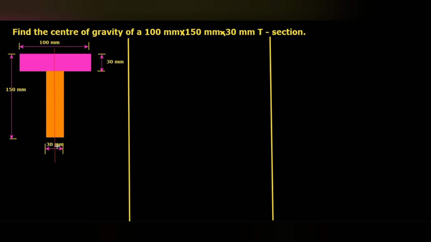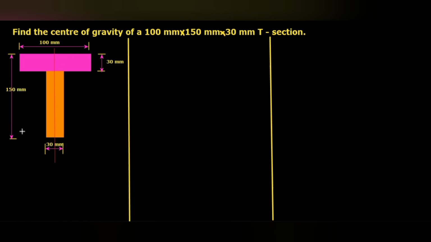Actually, it is a T section and it is symmetrical about the vertical axis. Here the center of gravity is a point, but actually we are going to calculate the distance of the center of gravity from the reference axis. Here the x bar and y bar, the two distances we will calculate.